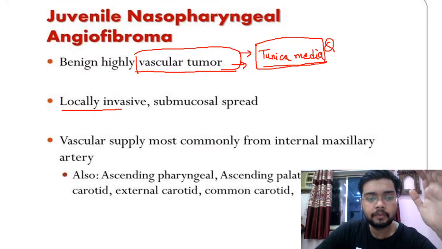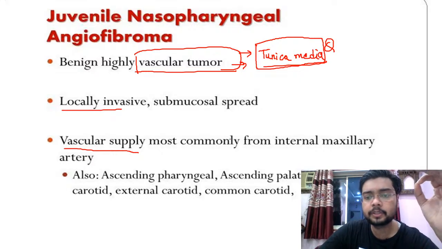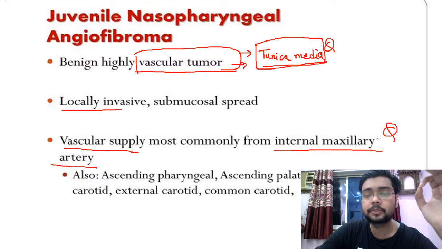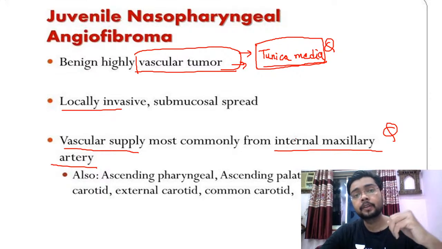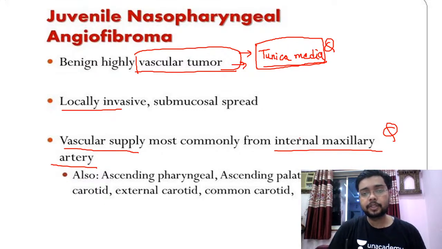Another important point is the vascular supply. The main vascular supply of this tumor comes from the IMA, the internal maxillary artery. That is why, during the surgery, our main aim is to get hold of the internal maxillary artery and then remove the tumor. By getting hold of it, we can reduce the amount of bleeding that will occur during the operation.